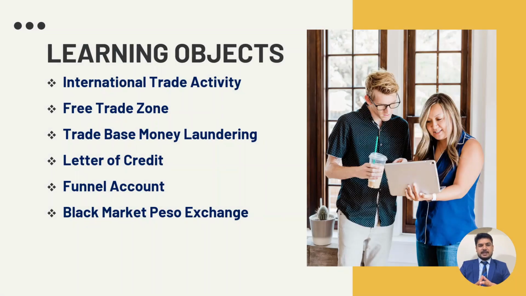So today our learning objective is international trade activity. We will discuss in detail what international trade activity is, what free trade zones actually are and how they function. Then trade based money laundering, then letters of credit. How can a letter of credit be used in trade based money laundering? Funnel accounts. How can they be affected? Then at the end we will discuss the black market peso exchange.